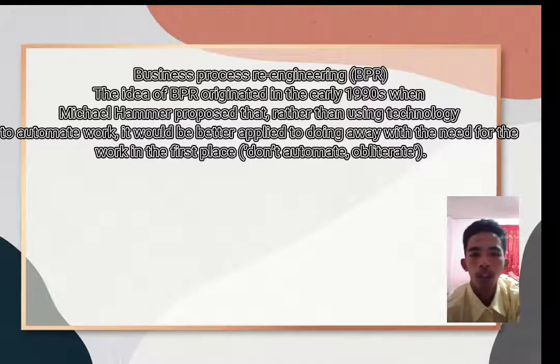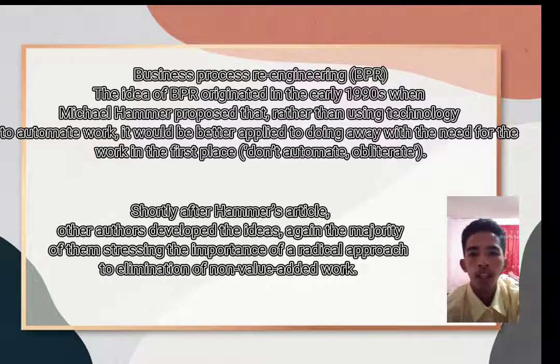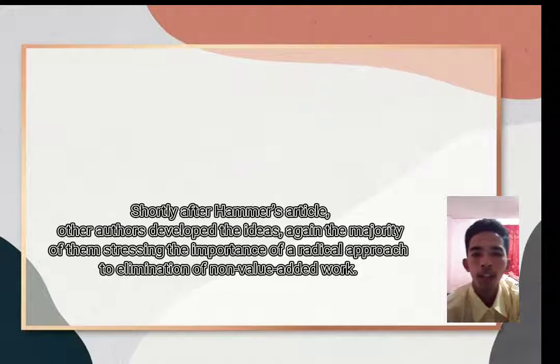Business process reengineering. The idea of business process reengineering originated in the early 1990s when Michael Hammer proposed that rather than using technology to automate work, it would be better applied to doing away with the need for the work in the first place. All work, he said, should be examined for whether it adds value for the customer, and if not, processes should be redesigned to eliminate it.